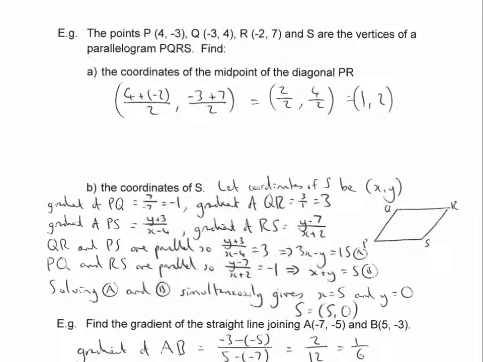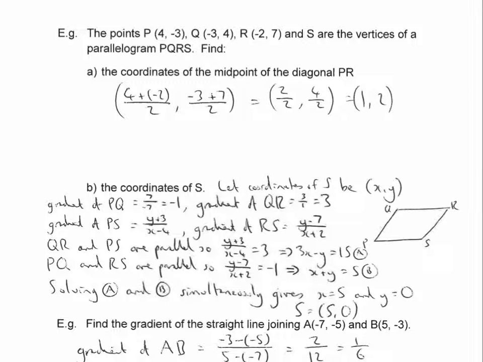So, first of all, you're asked to find the coordinates of the midpoint of the diagonal PR. And that backs up what we said, P and R are not next to each other. So the midpoint is done by averaging the x's, averaging the y's, and you get an answer of (1, 2). We then get on to part B, which says find the coordinates of S. So if you've got the other 3 coordinates of a parallelogram, where must that 4th coordinate be?